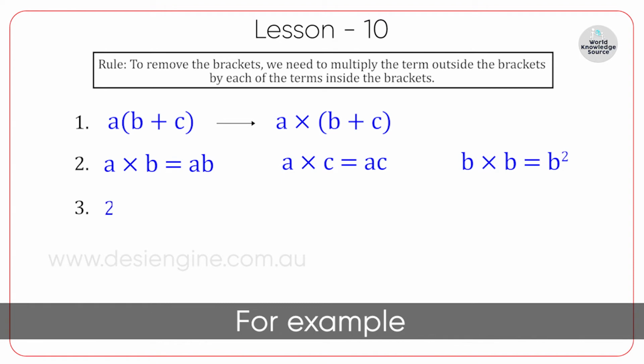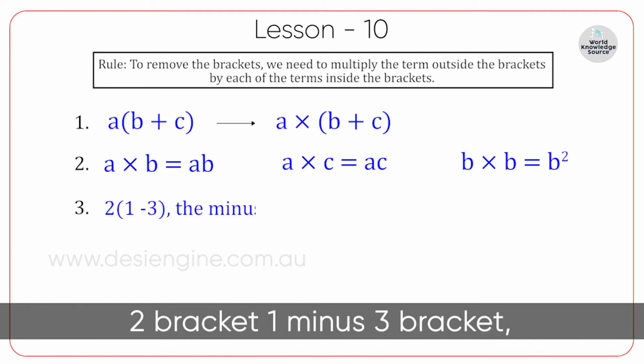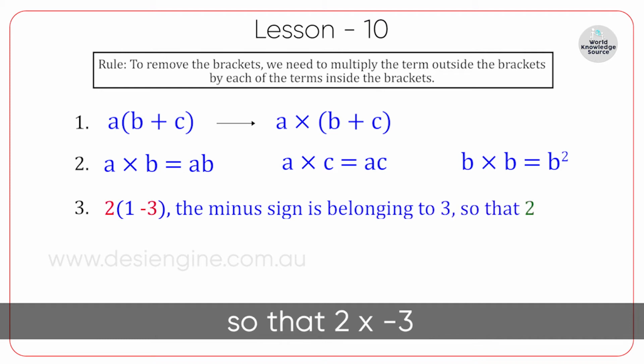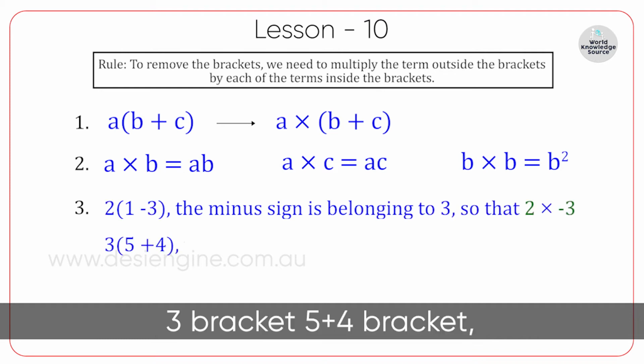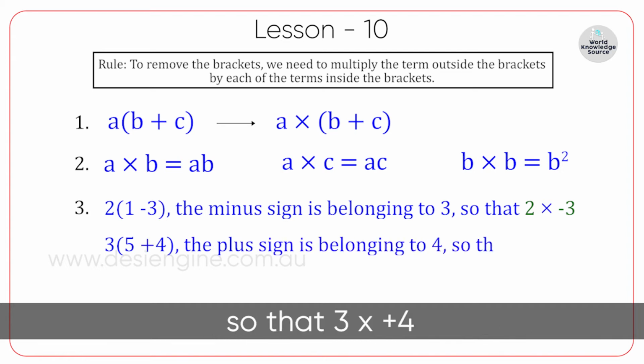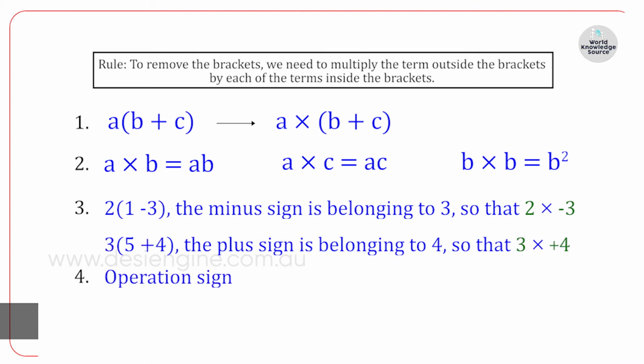For example, 2(1 - 3): the minus sign belongs to 3, so that is 2 times negative 3. Or 3(5 + 4): the plus sign belongs to 4, so that is 3 times positive 4. 4. When we remove the brackets, the sign of the operation depends on the multiplying in the rule above.